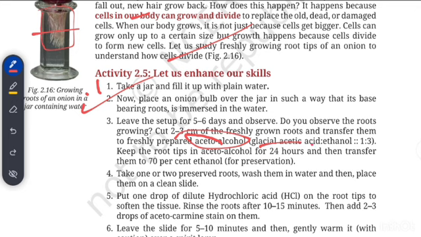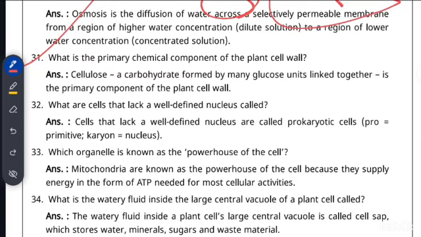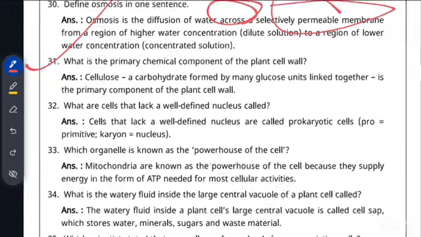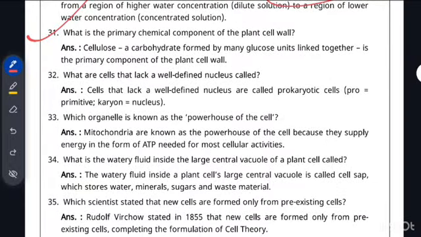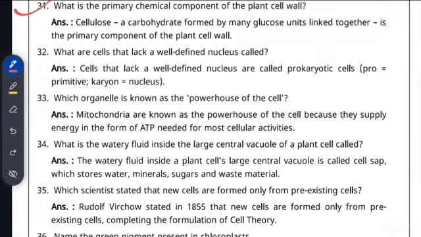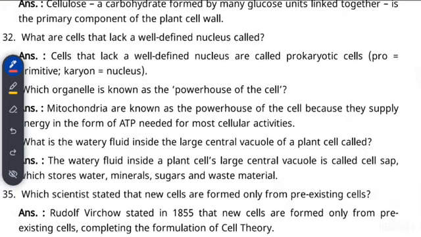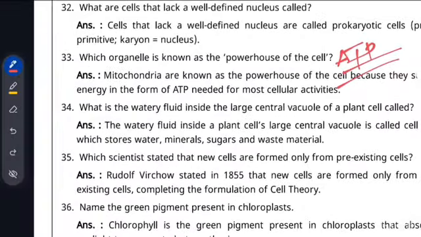Nothing, just glacial acetic acid and alcohol are in it. Which organelle is known as the powerhouse of the cell? Very easy, mitochondria. Why? Because it supplies energy needed for most cellular activities, and this energy is stored in the form of ATP. Right, now I discussed, which is adenosine triphosphate.